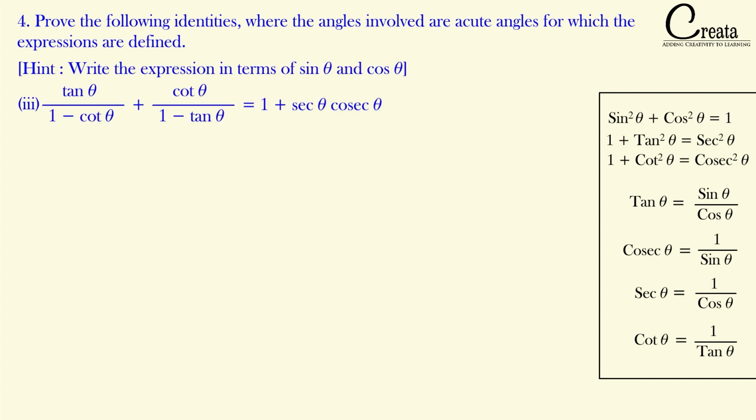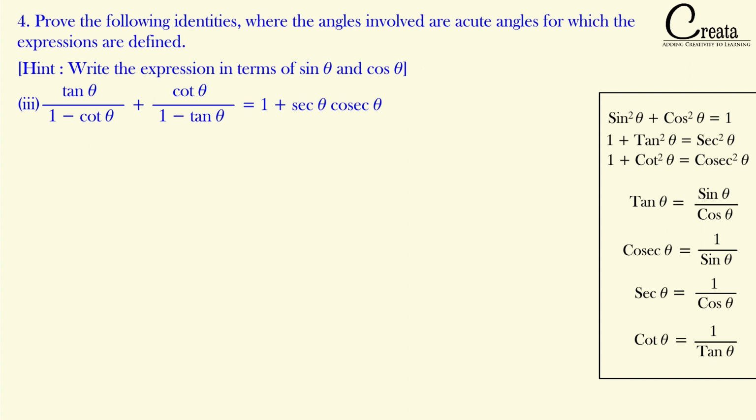Part 3. Tan theta upon 1 minus cot theta plus cot theta upon 1 minus tan theta equal to 1 plus sec theta into cosec theta. One hint is also given. Write the expression in terms of sin theta and cos theta. The hint is given, very good, but every time the hint will not be given in the question. So let's proceed with this question.